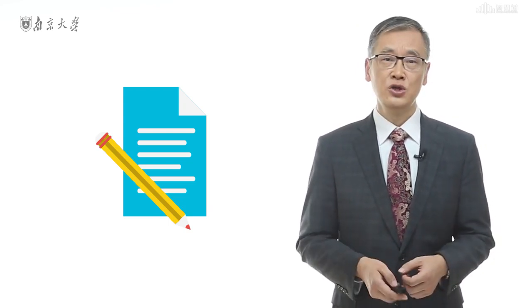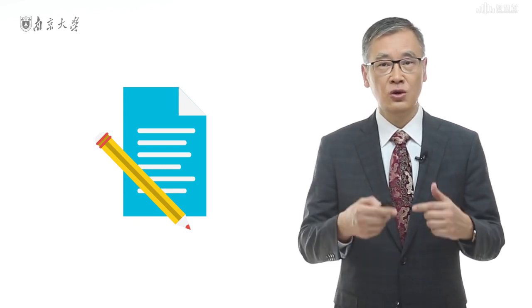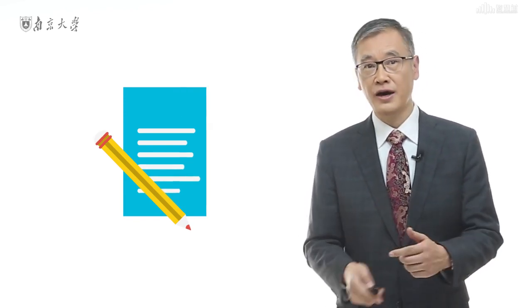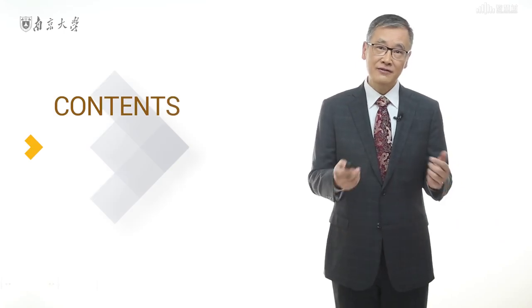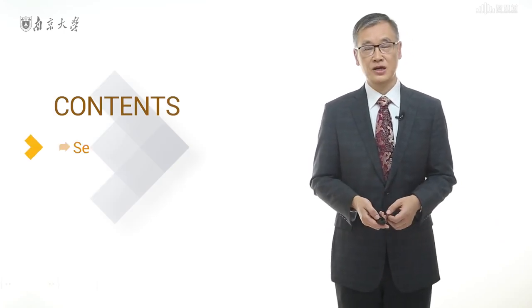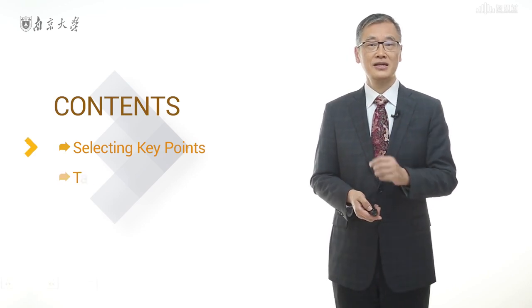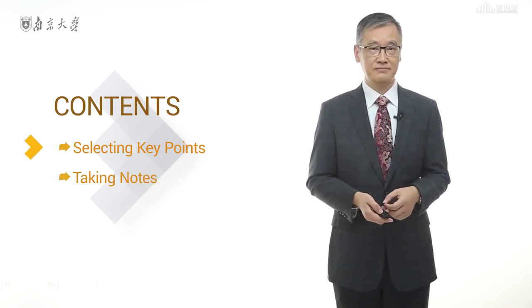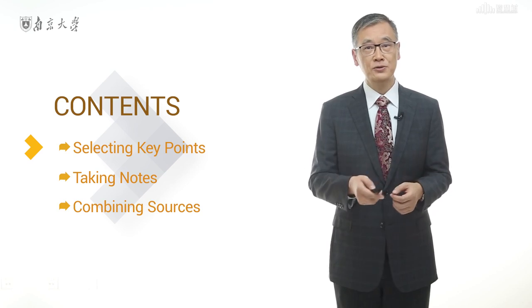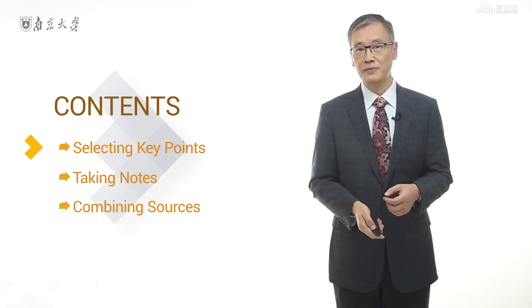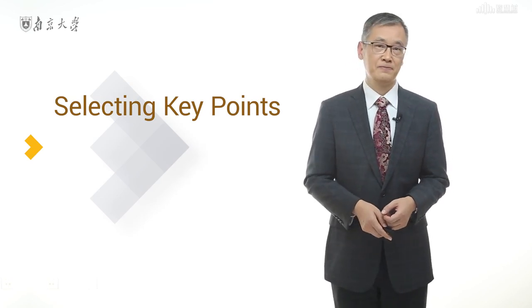In other words, you need to decide on the specific content you want to use and incorporate it into your writing in one way or another. There are several steps involved here. You need to select key points and then take notes. Oftentimes, you may also need to combine materials from different sources. To incorporate sources, the first step you can take is to select key points.